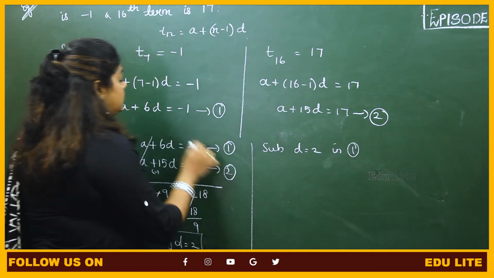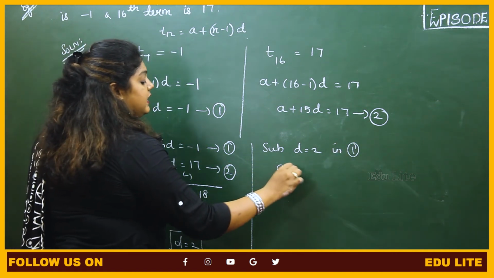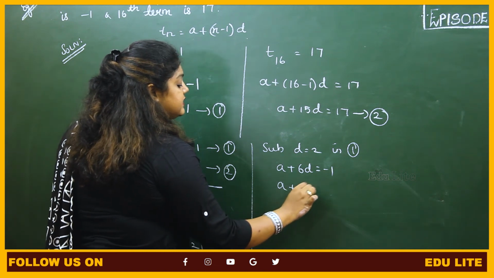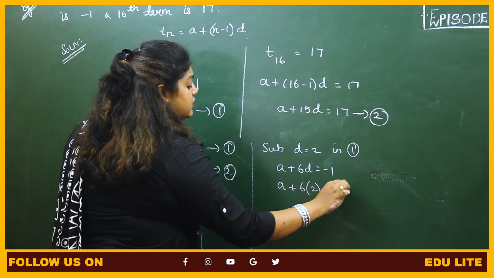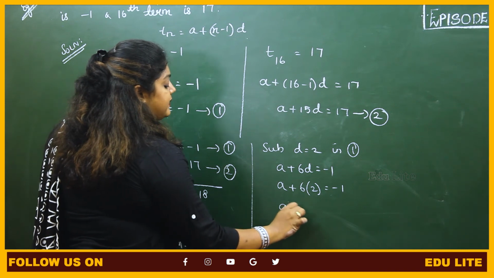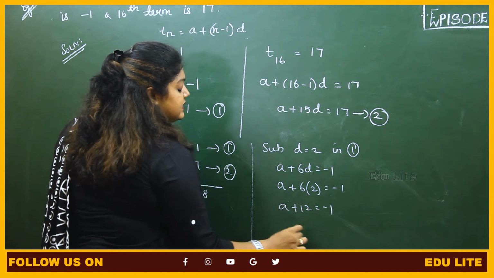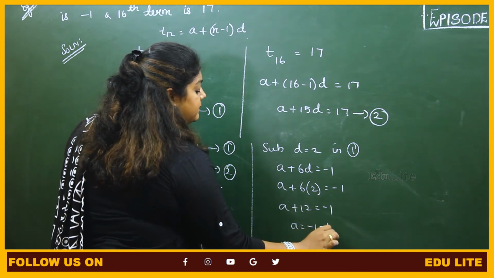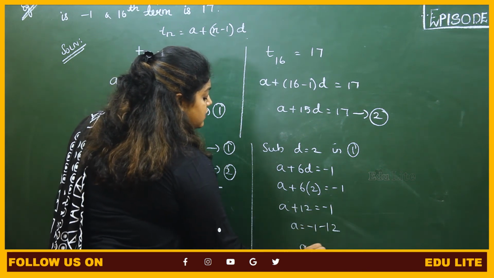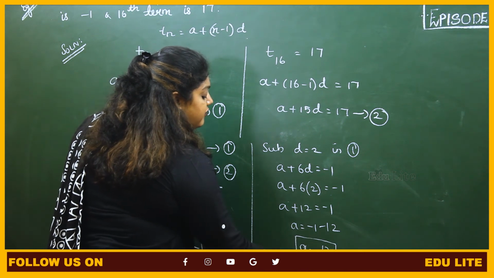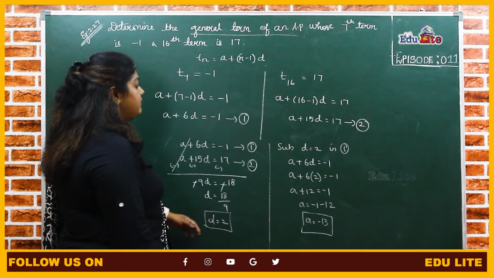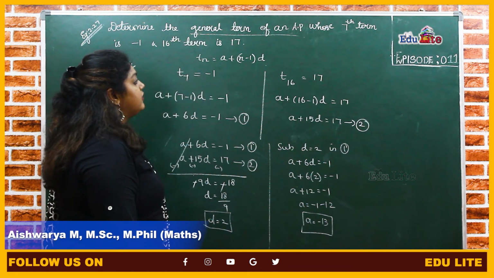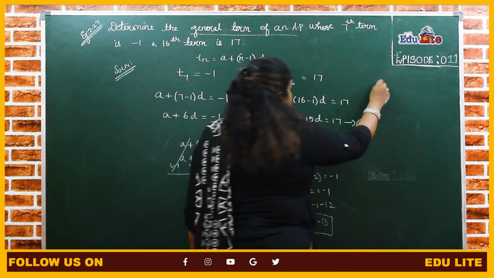What is our equation 1? a plus 6d equals minus 1. Therefore, a plus 6 into the d value, which is 2, equals minus 1. a plus 12 equals minus 1. a equals minus 1 plus 12. If it goes to the other side, it will become minus 12. a equals minus 13. So, we have found the values of a and d, and with the help of these, we can find the general term of the AP for the given problem.